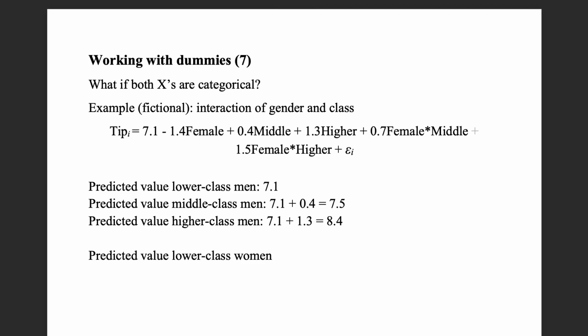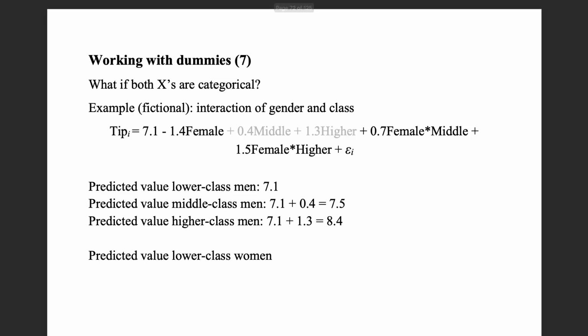So we can see, well, what is the predicted value for, well, let's start with lower class women. Well, again, work through the formula. So it's 7.1 minus 1.4 times female. So that's the main effect for female. Well, these are women, so they get the value 1 on the female dummy. So that we actually have to keep in our model. So it's minus 1.4 times 1. But they are not middle class, they are lower class. So the middle class dummy takes the value 0. So that part of the model is multiplied by 0 and can be dropped from the model.